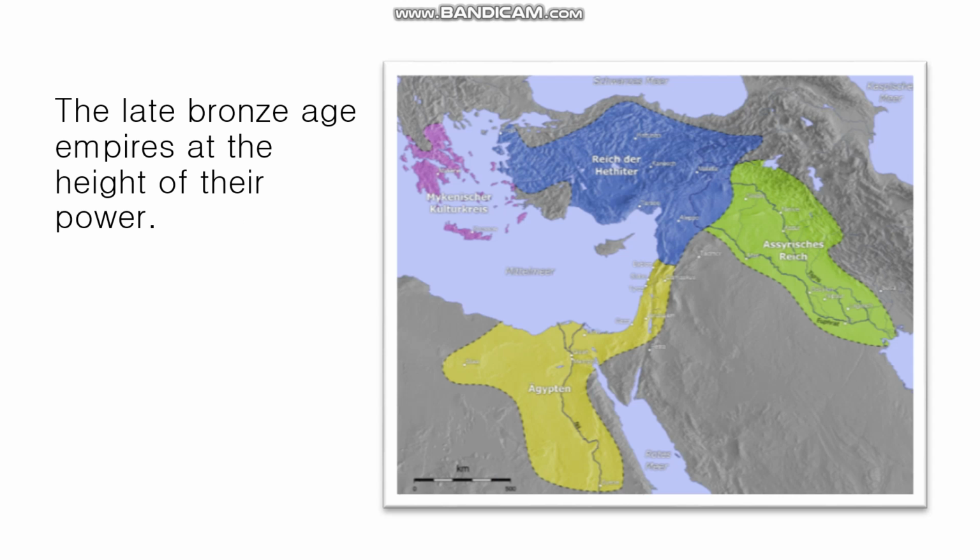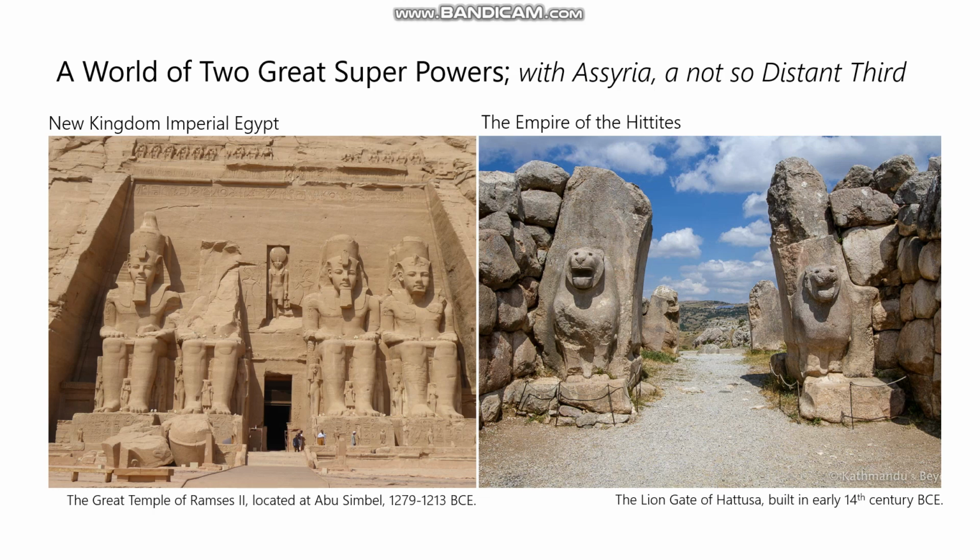The world of the late Bronze Age was dominated by Egypt and an empire to the north known as the Hittites. So here we have some examples to show you who they were, and if you are interested in finding out who these people were and what this world was like in the late Bronze Age, there are tons of videos on the playlist for this unit that give you a lot of detail about this.